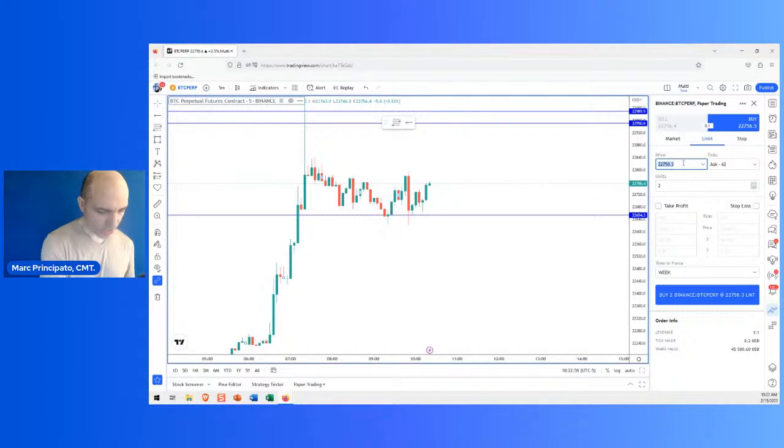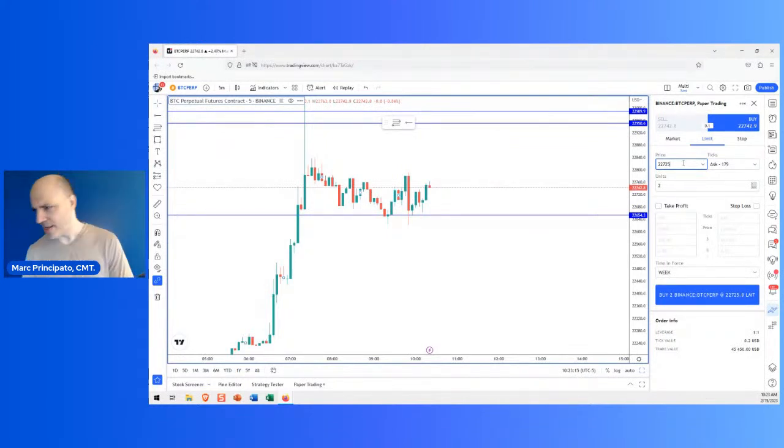So I'm going to do 22, we're at 756. I'm going to put 22,725. Okay, so it's a little higher. It's a little lower. It's not at the pin bar high. It's a little bit higher than that. It's sort of in the middle, right? I'm looking to take advantage of noise. So 22,725. I'm looking to buy 2 contracts.